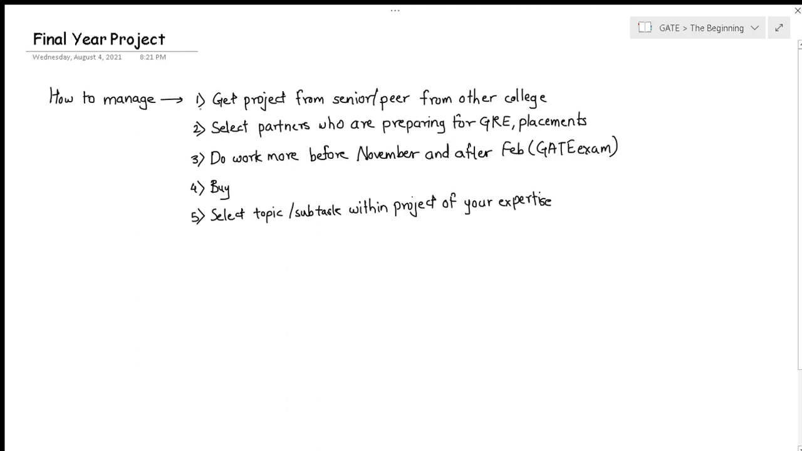So the first advice I would give you is that try to get the project from your seniors, from the other college. So what I mean is that you are in the fourth year, right? Now there will be people who have passed out from other colleges, right? So sometimes we know them. So what you can do is that you can ask them for their project and get those projects.